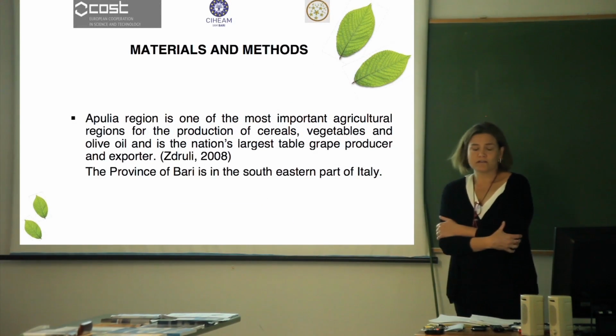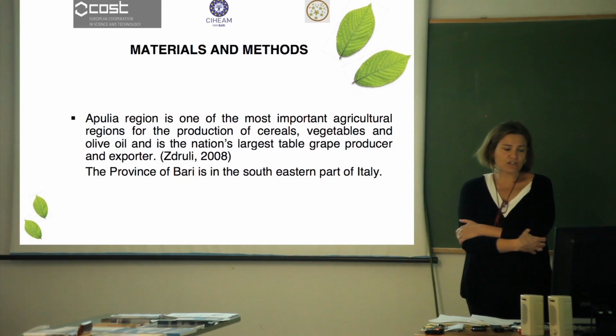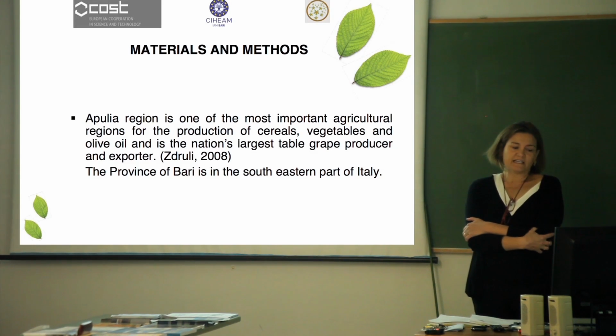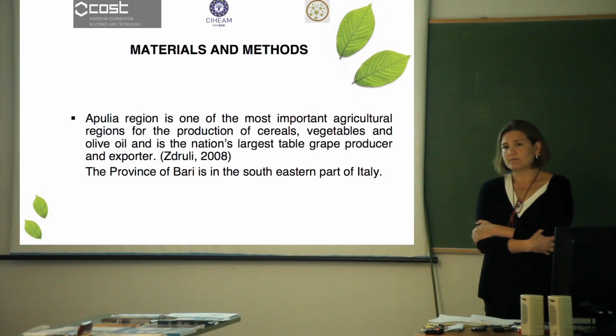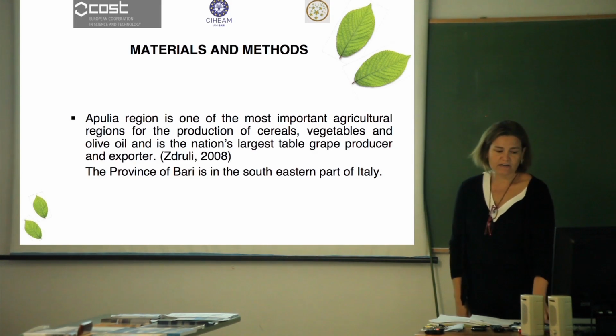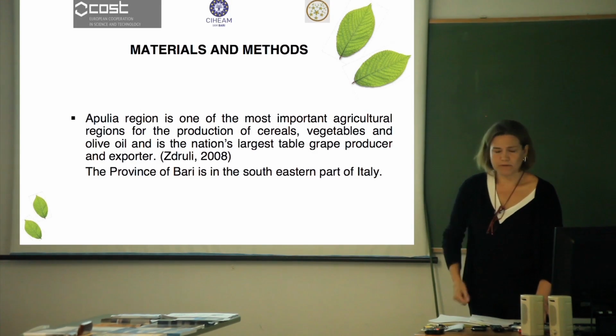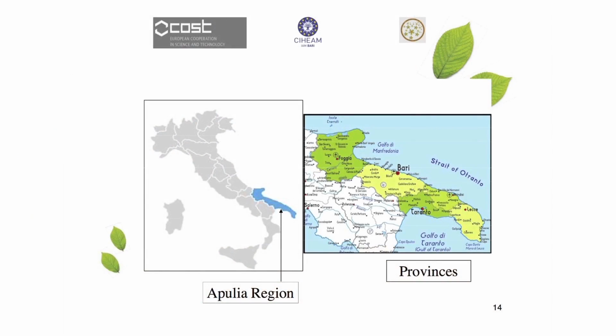Apulia region is one of the most important agricultural regions for production of cereals, vegetables, and olive oil, and for sure is the nation's largest table grape producer. And the province of Bari is the area where we produce table grapes. The area of our research is in the province of Bari, that's Apulia in respect to Italy.